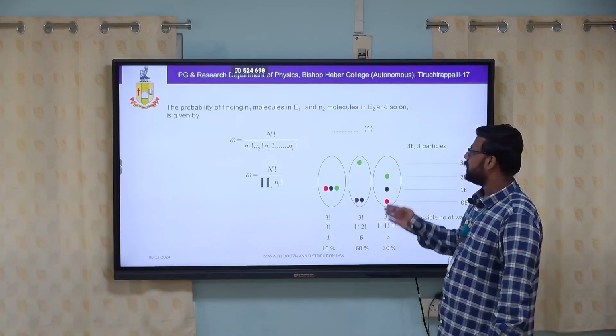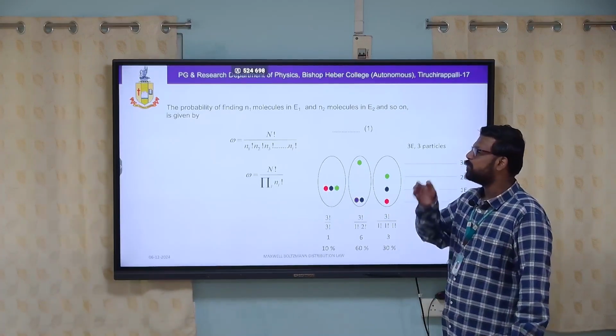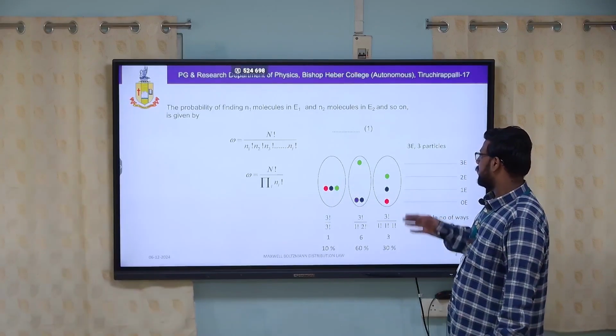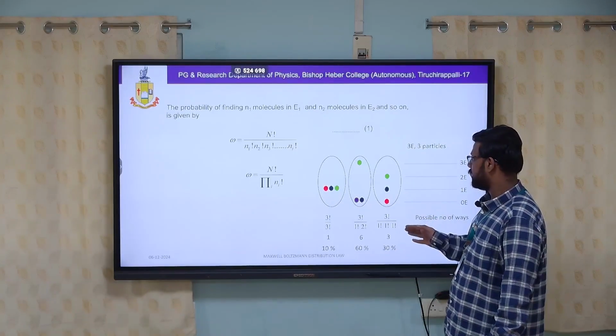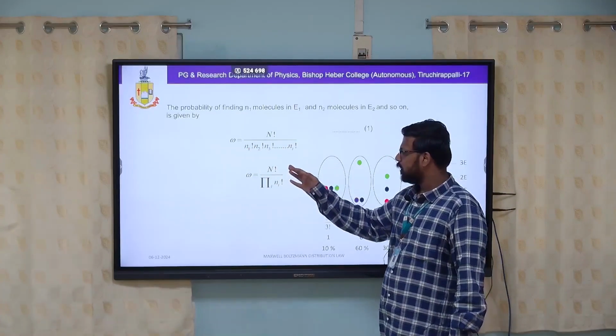From this we need to calculate the probability of finding the most probable distribution of a microstate. In order to generalize this expression, I have given omega as the total number of possible microstates.